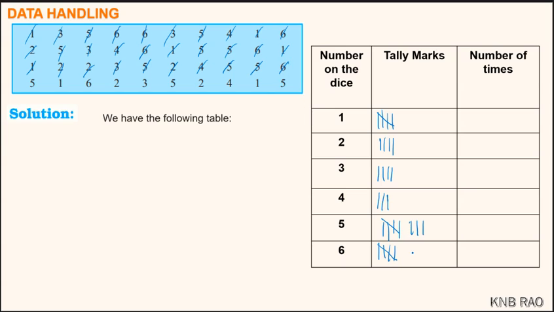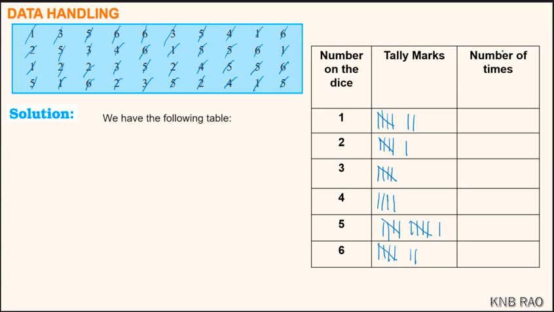Now 6 is for the sixth time, 5 ninth time I am getting, 1 for the sixth time I am getting, 6 for the seventh time I got it, 2 for the fifth time, so I crossed it, 3 for the fifth time, so I crossed it, 5, this is the 10th time I crossed it, 2 for the sixth time, 4 fourth time, 1 seventh time, and 5, this is the 11th time I got.